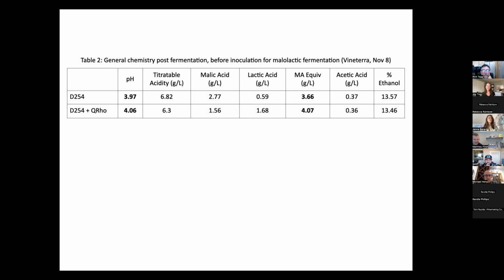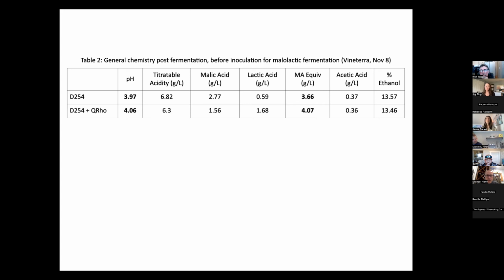As you can see, the malolactic had already started to kick off. So once again, we did that calculation to malic acid equivalence here. And it does look like with malic acid equivalence, we have a slightly better return on our malic acid in the Q row versus the D254. But of course, we'll look in just a minute at when it's been all converted and see if that's consistent or not. In Rick's case, the acetic acid at this stage was still very manageable, and there weren't any differences between the two.